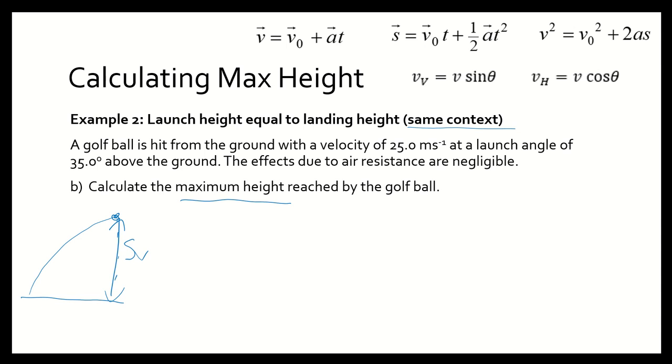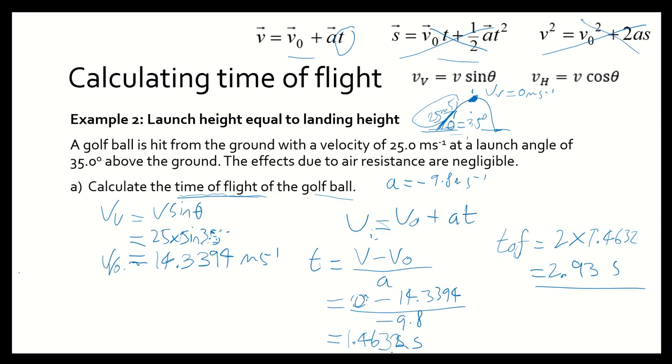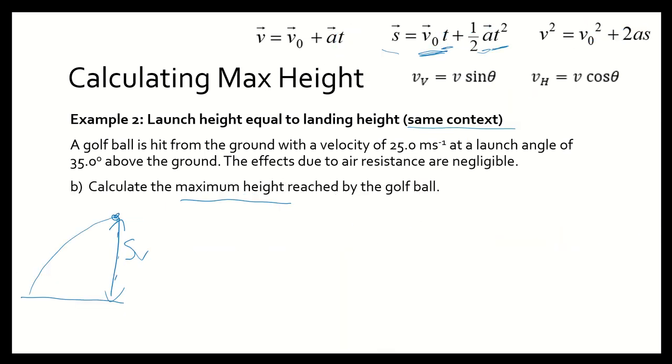Now, to do that, well, what do we have from the previous slide? Displacement, do we have the initial velocity in the vertical direction? We do, and acceleration in the vertical direction, and we've got the time. We do have the time to the top of its height because we've got that as 1.463. So, to find the displacement, we can use this equation here. So it's going to be S equals V naught T plus a half AT squared.